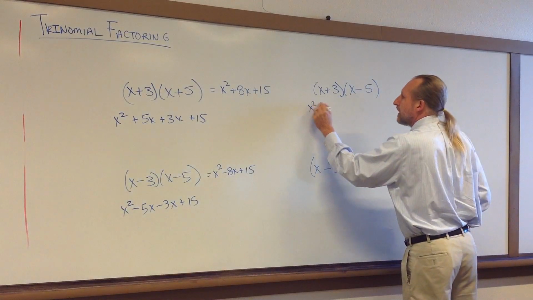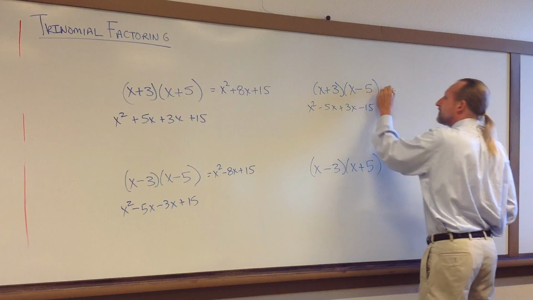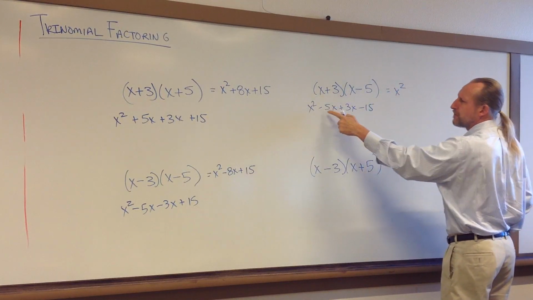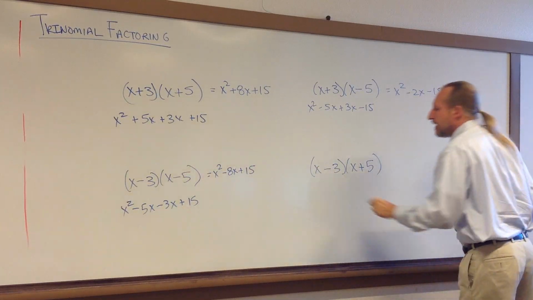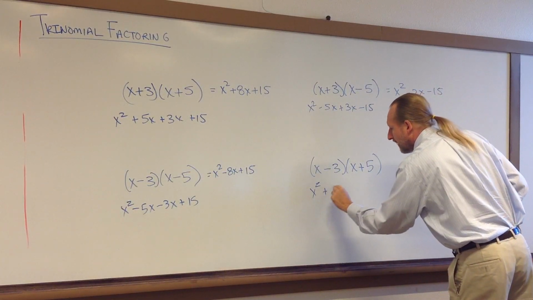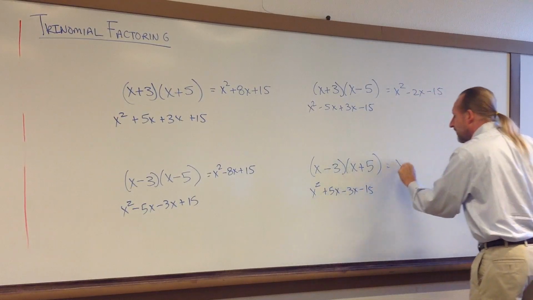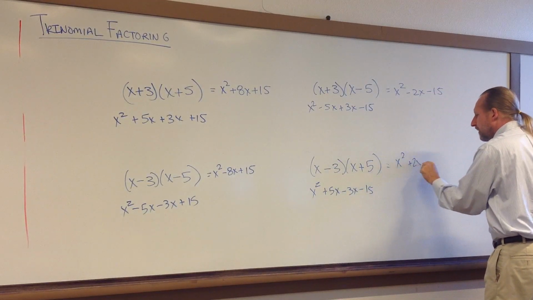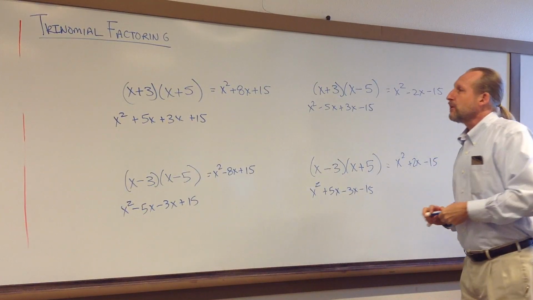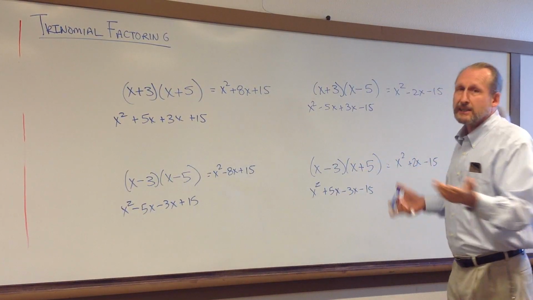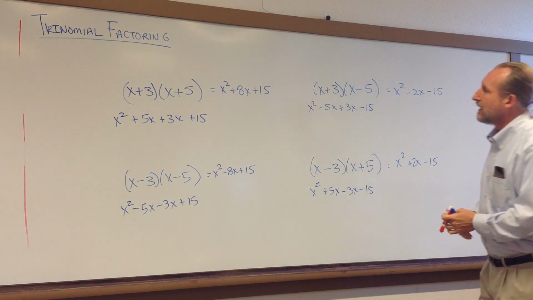Over here, x squared minus 5x plus 3x minus 15. So that becomes x squared minus 2x minus 15. And down here, x squared plus 5x minus 3x minus 15. So x squared plus 2x minus 15. So the reason why I'm going through this is because these are the things that I'm going to talk about as we're doing the factoring problems, right?